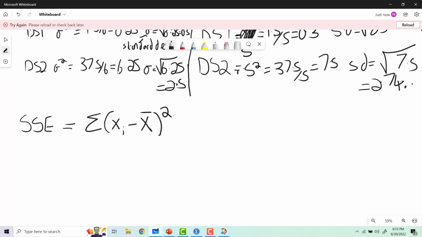We can actually also write that as sigma xi squared minus sigma xi, squared, all over n. That's another way of writing this.